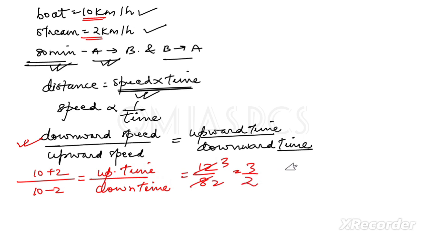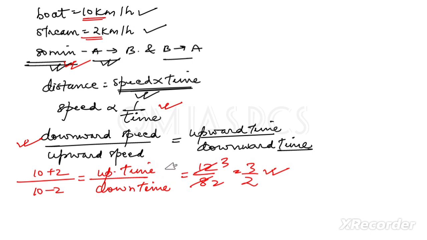Okay, is it clear? Now why are we solving like this? Because here we are using the concept of ratio and proportion. First of all, here is the proportion concept. Now we are using the ratio concept. Like this is your ratio, up time and down time, 3 by 2, and total time is given as 80 minutes.